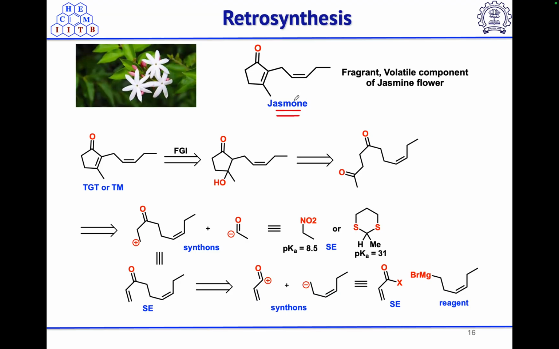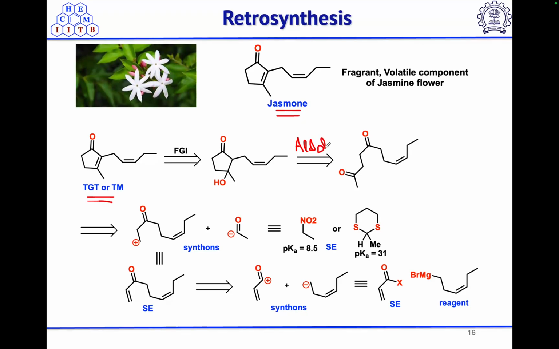Very interesting. So this is our target, TGT or target molecule, and if we do functional group interconversion of this double bond, we can easily get this molecule from this tertiary alcohol by dehydration, acid or base mediated, giving this alpha beta unsaturated carbonyl compound. If you properly see, this is the alpha carbon and this is the beta carbon. Now this is a beta hydroxy carbonyl compound, right? One way to get a beta hydroxy carbonyl compound is the aldol reaction.